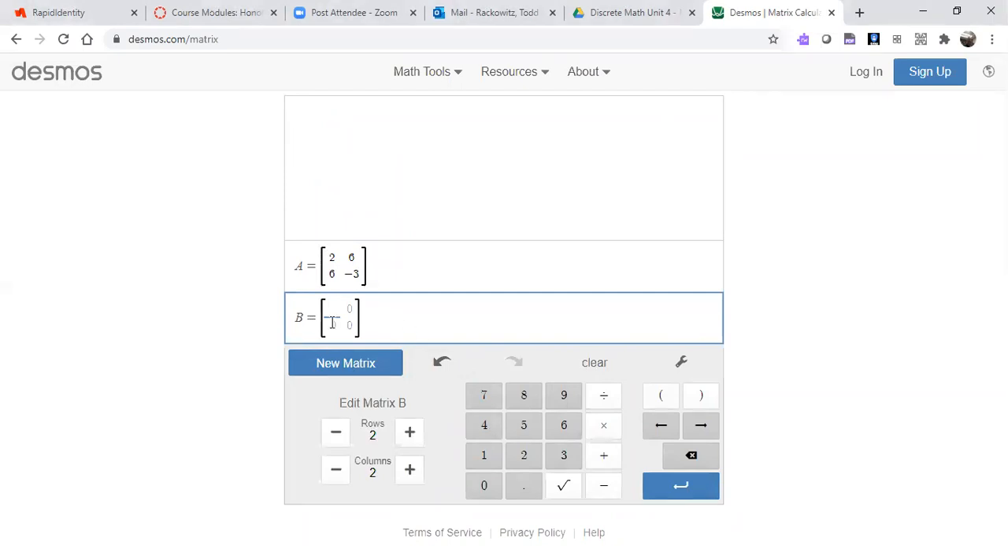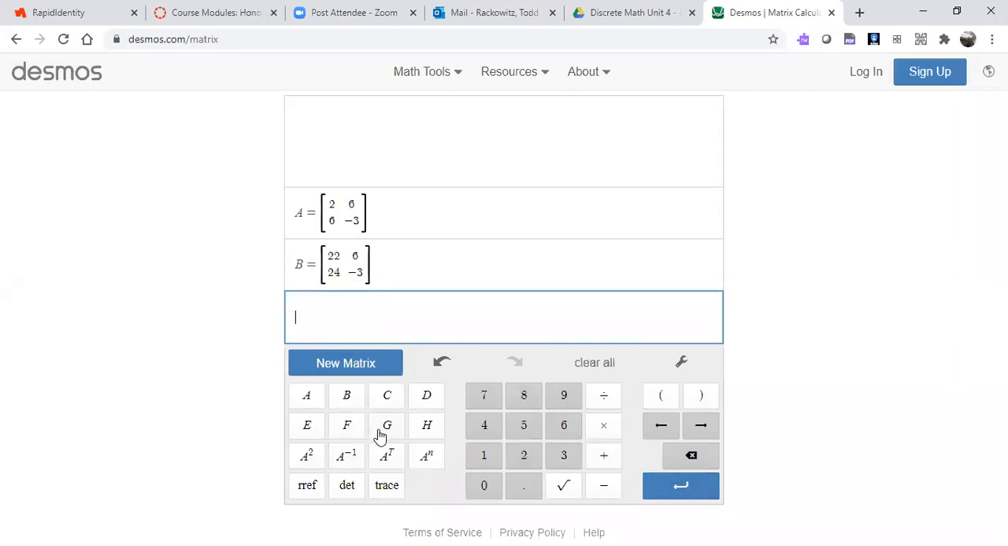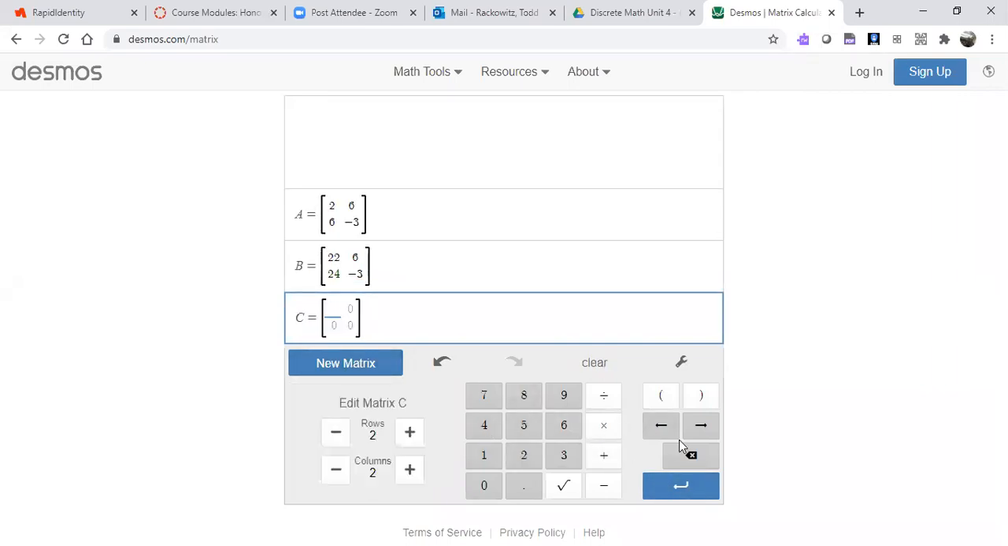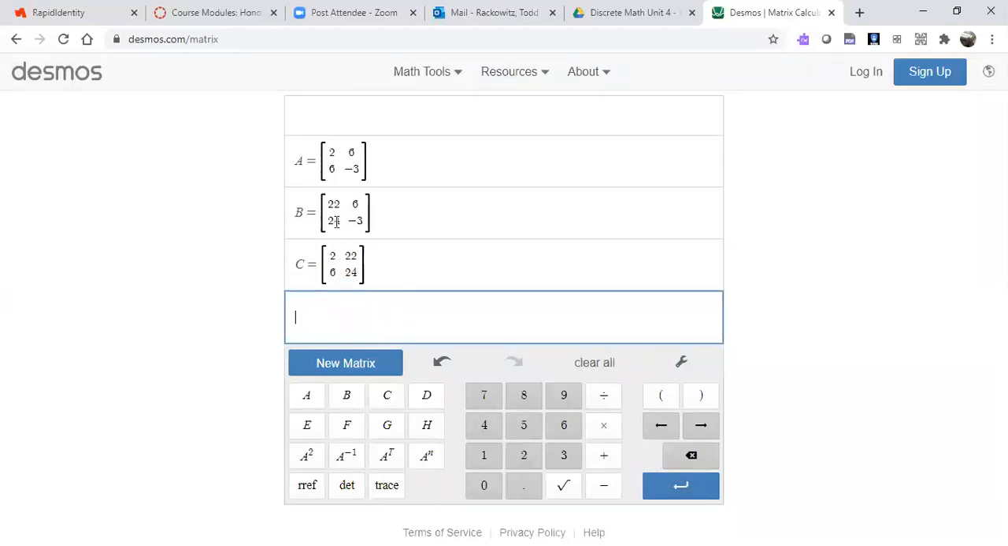For my second matrix, I'm going to do to solve for x. So that was, replace that with 22. And that's still 6, 24, -3. And then my C matrix, I'm going to do the same thing, but I'm going to leave the x's the same and change the y's to the solutions. 22. I don't know why it keeps on giving me 3 2's when I do that. That would be 6, right? And then 24. Okay, so I got my matrices in to solve for x and y.